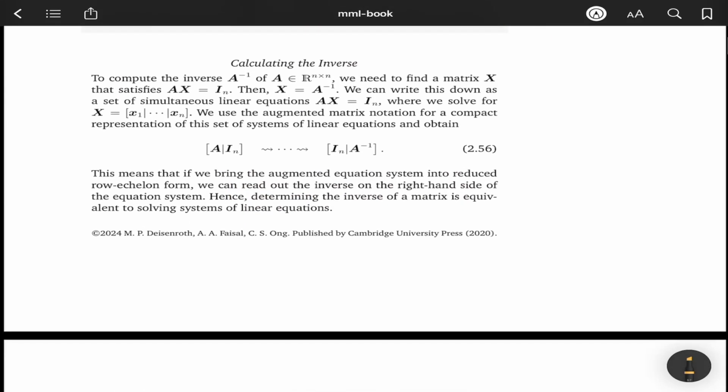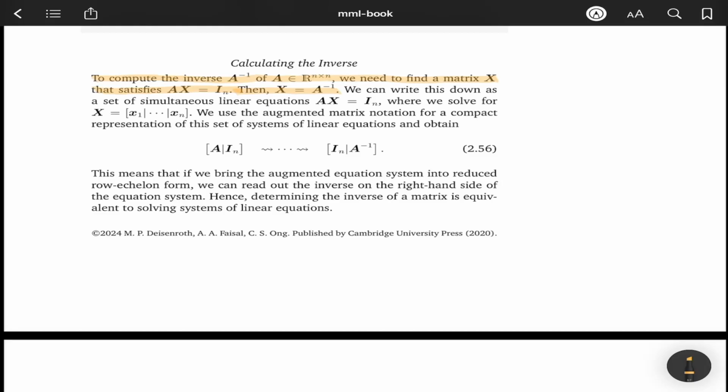So what do we have now? Calculating the inverse. To compute the inverse, A inverse, let's call it, we need to find a matrix X. In this case, X is a matrix that satisfies, yeah, we do a matrix multiplication and get the identity matrix, which is just a bunch of zeros in the diagonal. Okay, so in that case, we know that this matrix X is our inverse.